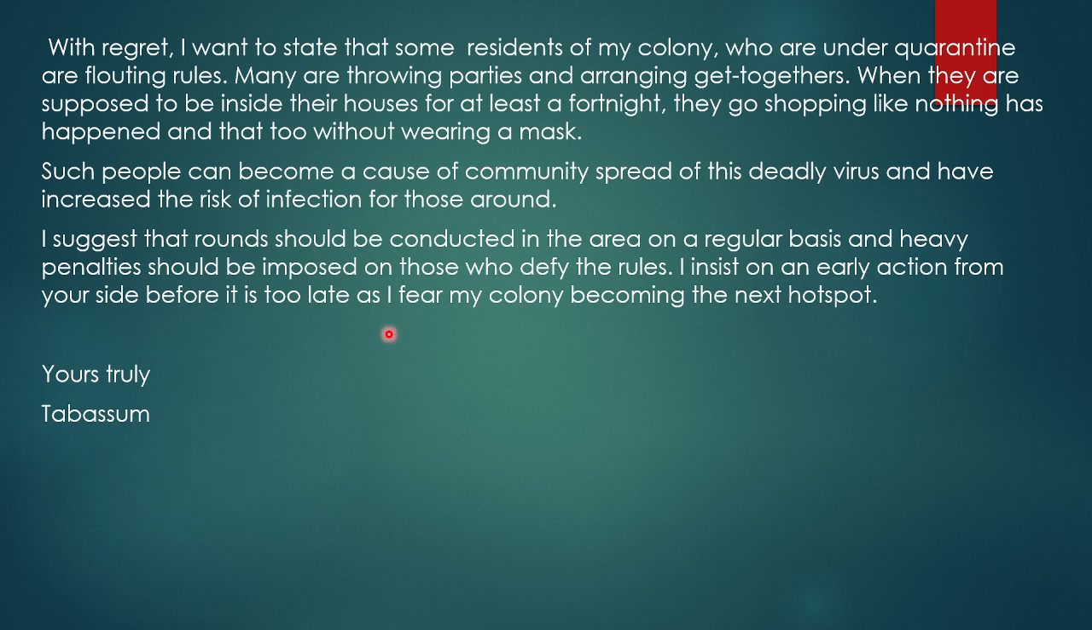And then the last part in the format is the complimentary clause. So you will write Yours truly and Tabassum. Just write and follow, maintaining the left hand margin side. And this is a short and crisp letter in 120 words. Slightly, I think, more than 120, but that is okay.